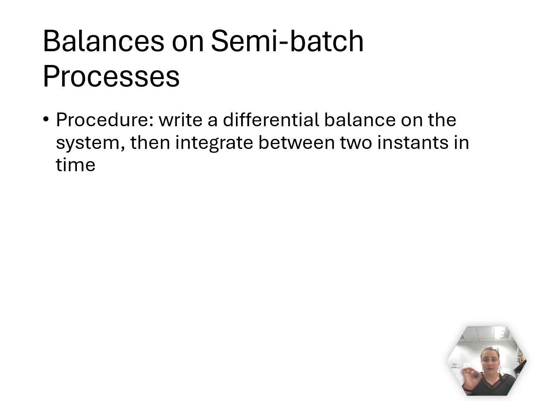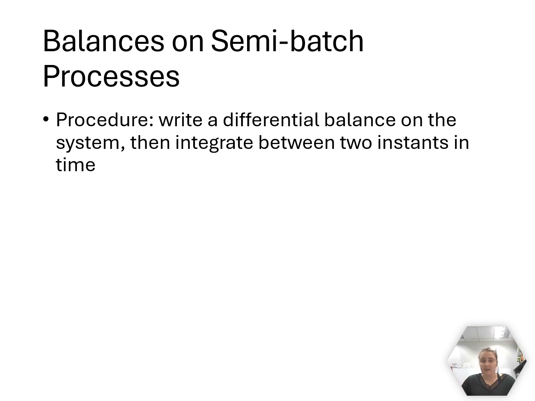Last, a semi-batch system. What we do in a semi-batch system is slightly different because remember it's a weird case. We write a differential balance on the system. We start with the initial general balance equation, right? Input, output, generation, consumption, accumulation, all 5 terms. And then once we have a differential balance, we integrate with respect to time because we are looking for a specific thing that happened in the semi-batch system.